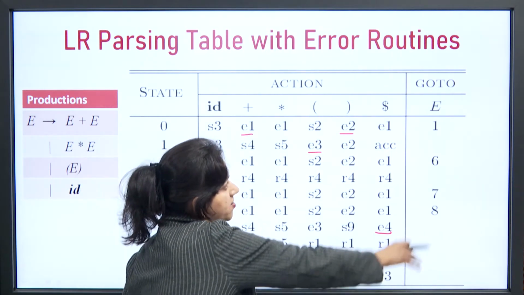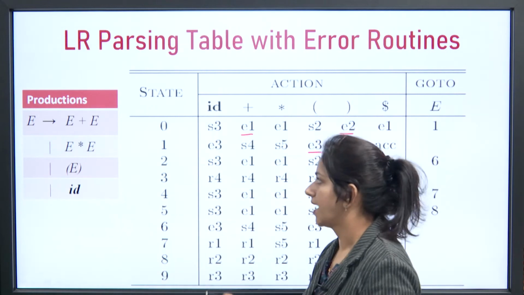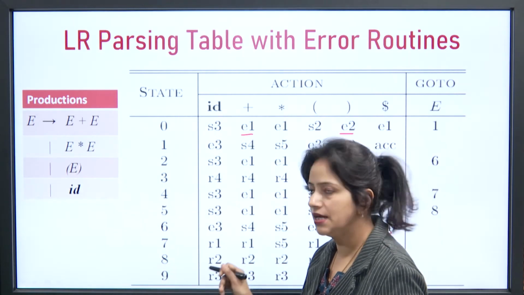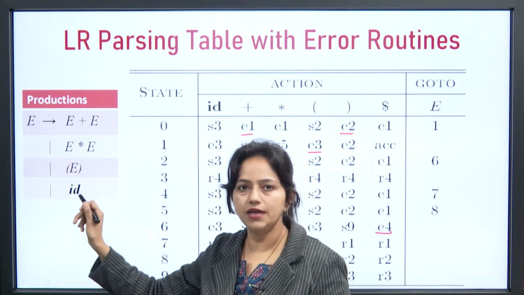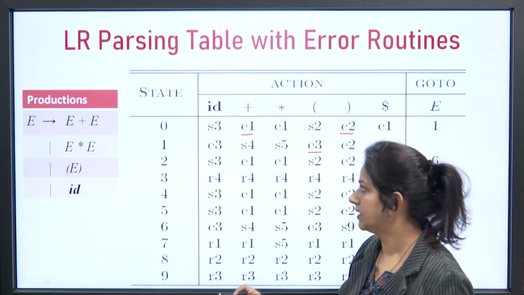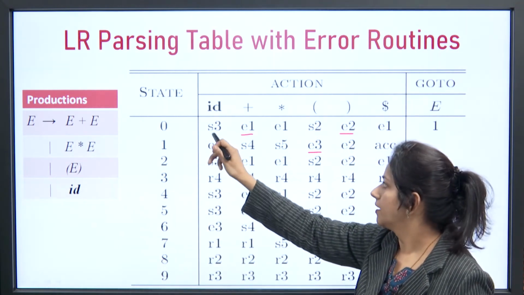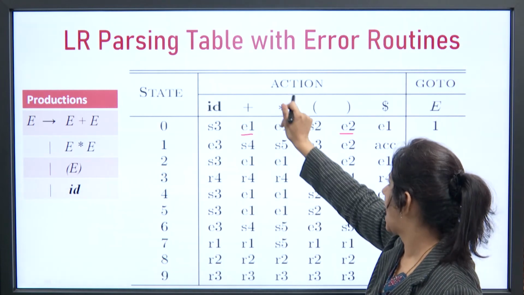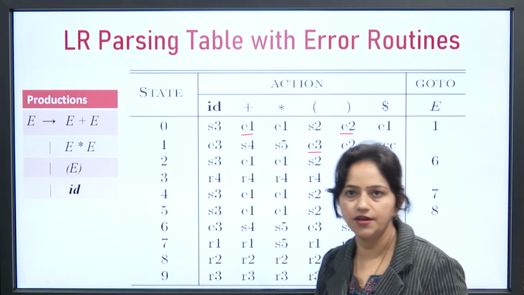However, no error handling routine will be written for the goto field. Here we have the grammar: E → E + E, E → E * E, E → (E), and E → id. We have only these 4 productions, so reduction will take place using only these 4 productions, and this is state 3. Next, these are the errors that we have.